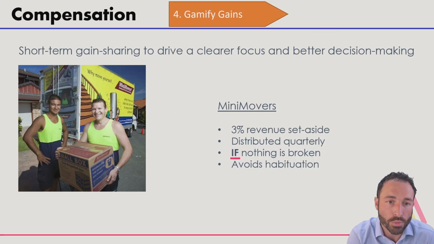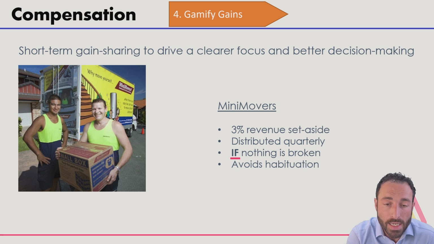So design principle number 4 is called Gamify Gains. The idea here is that we have gain sharing in order to influence people's decision making. And an example here from the book is a company called Mini Movers. I believe from memory they're based in Australia, and they're a home removal company.